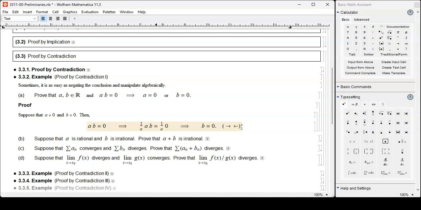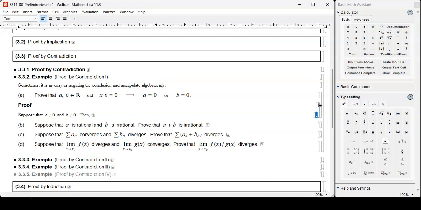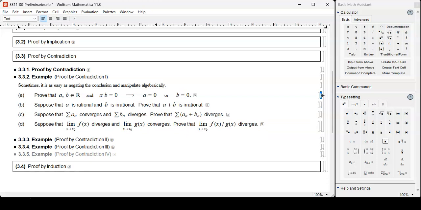You can do it the other way around too. You can divide by B and use this one first, and then you're going to get A equals 0, and that's going to be a contradiction. You can do the same thing the other way around as well. In any case, it's a proof by contradiction.